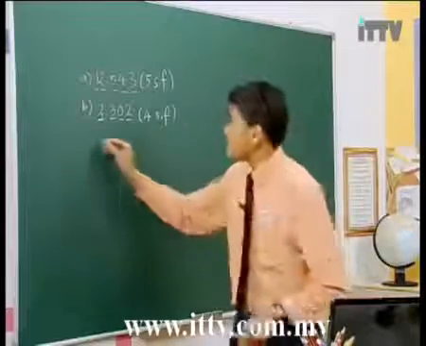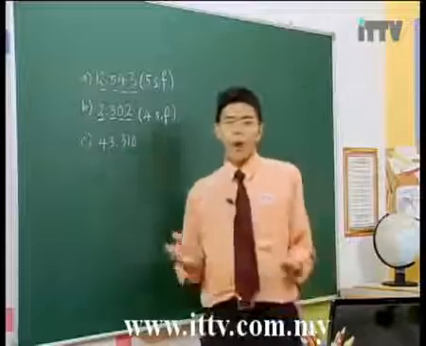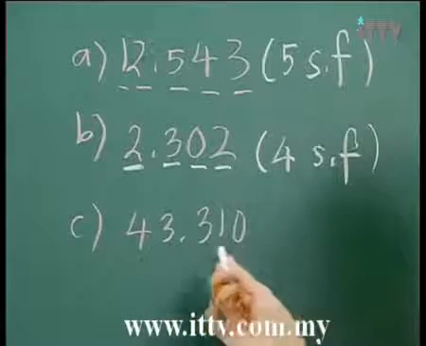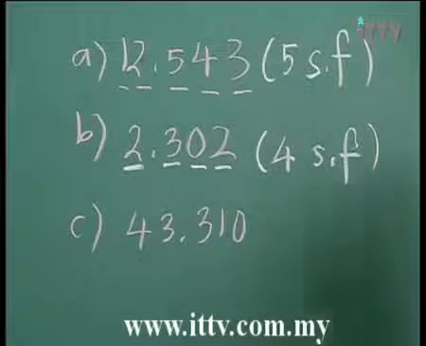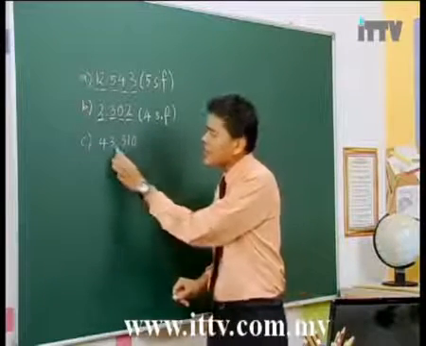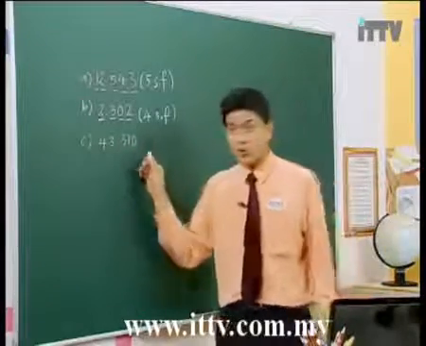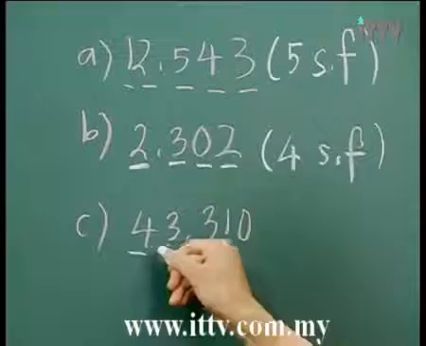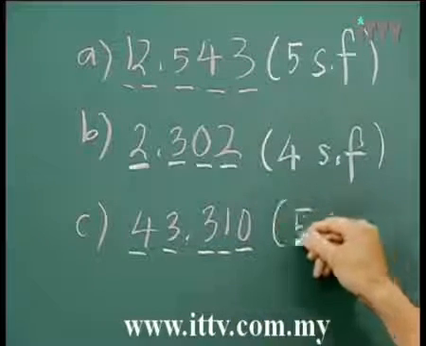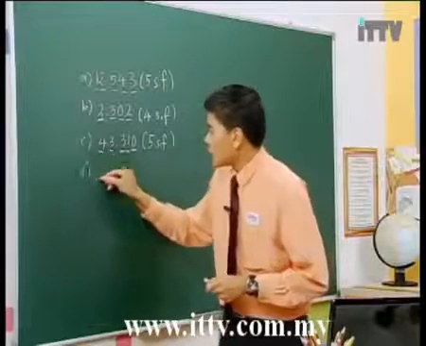Alright, let's take a look at C. 43.310. What rules are here? I bet you know. Rule 1 for the non-zero digits, and there is rule 3. Rule 3 states that trailing zeros in a decimal, as long as there are any zeros after a point, the zeros are significant. So this 0 is also significant. Okay, so there are 1, 2, 3, 4, 5 significant figures. Alright, what about the number in D? Long number there.